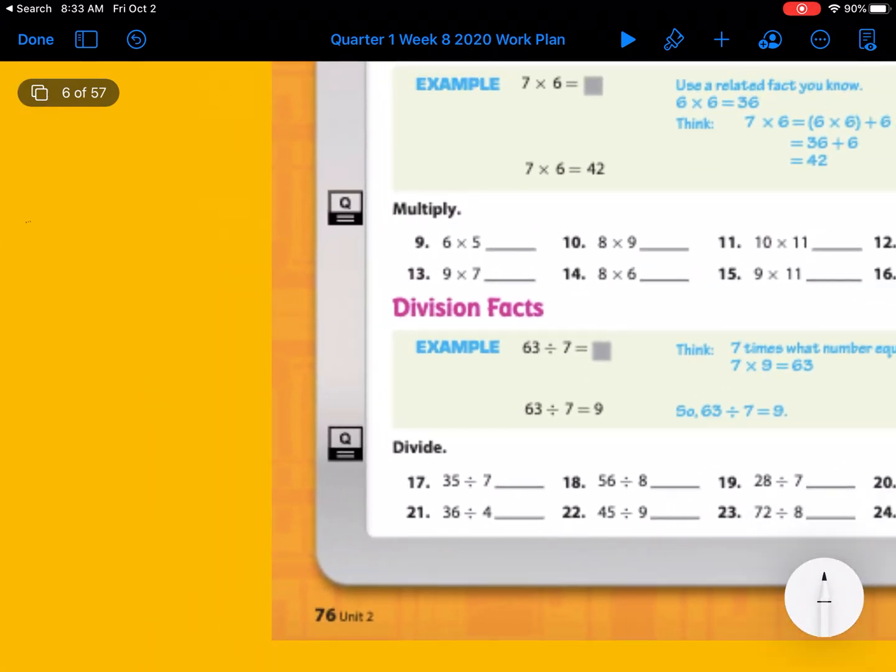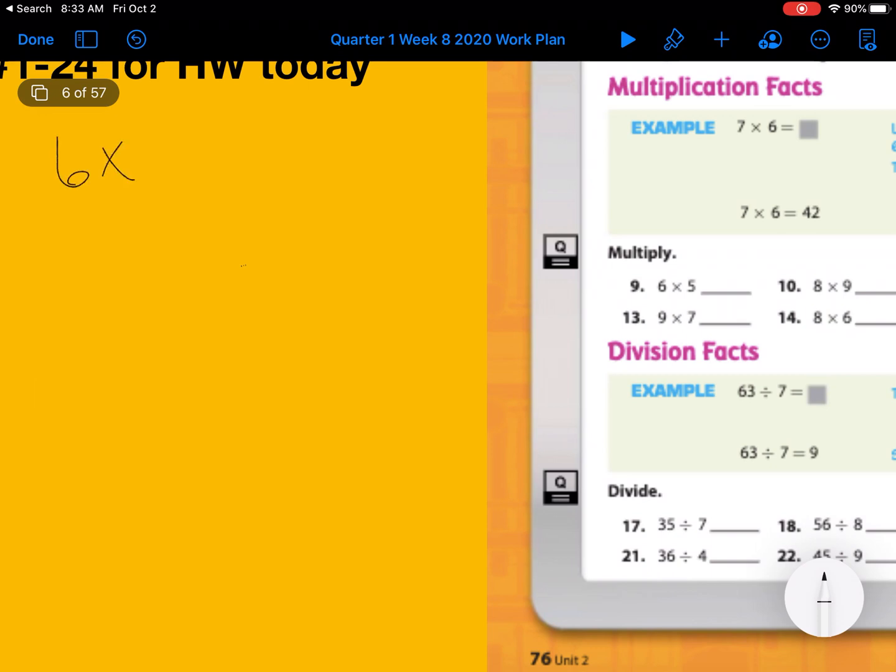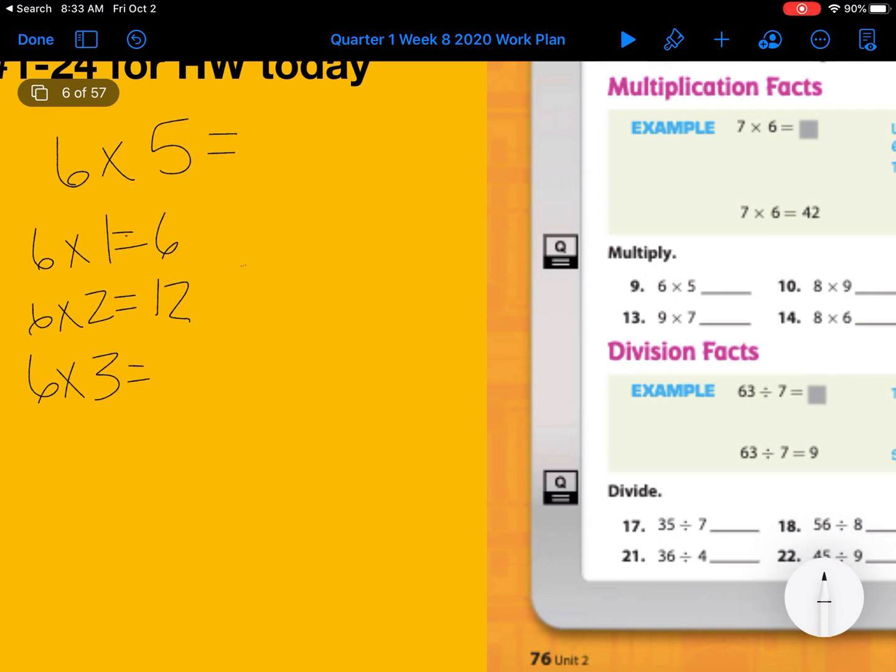So let's look at number 9, 6 times 5. You either know your math facts or you don't, right? So at this point, you can skip count. 6 times 5, so you do 6 times 1 equals 6. 6 times 2 equals 12. Then you can just keep adding 6 to figure out what 6 times 3 is. 6 times 3 is going to be 12 plus 6, which is 18. And then 6 times 4, you add 6 more to your 18, which is 24. 6 times 5 is 24 plus 6 is 30.